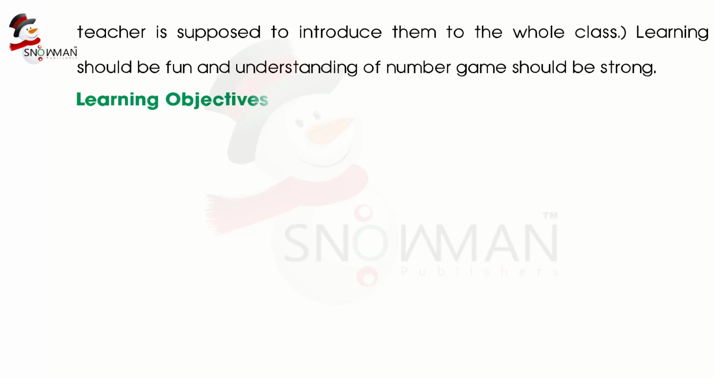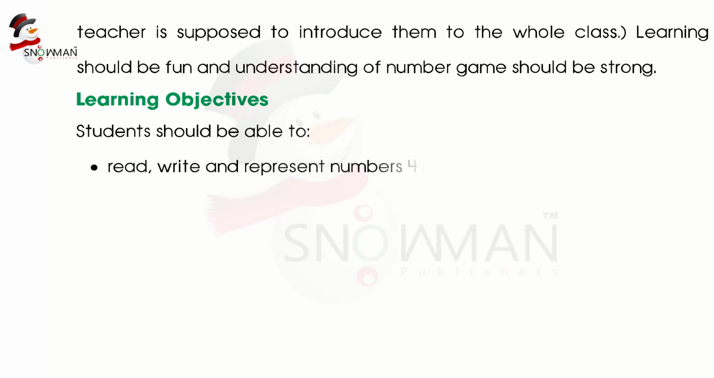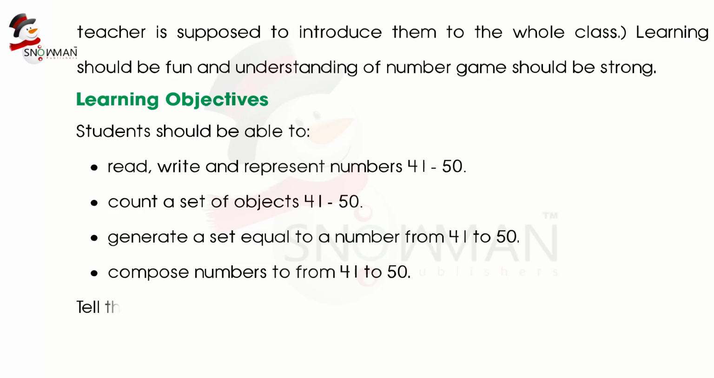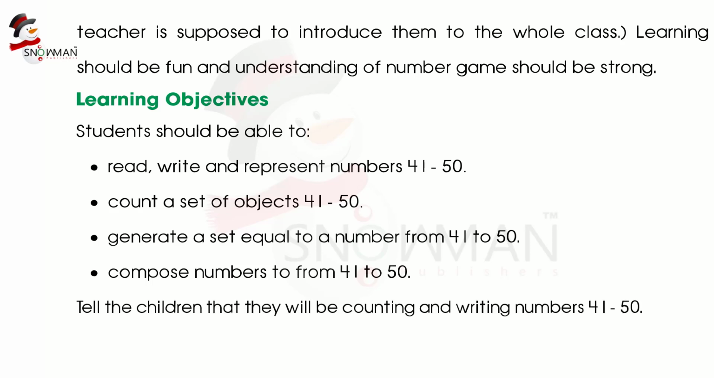Learning objectives. Students should be able to read, write and represent numbers from 41 to 50. Count a set of objects from 41 to 50. Generate a set equal to a number from 41 to 50. Compose numbers from 41 to 50. Tell the children that they will be counting and writing numbers 41 to 50.